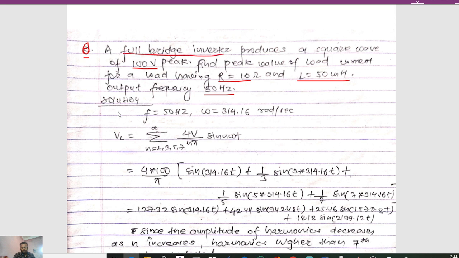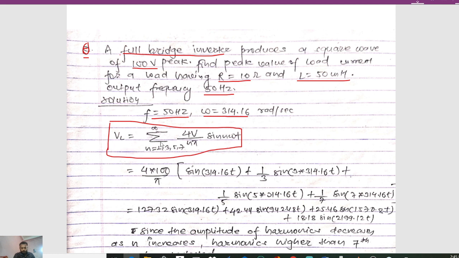Starting the solution, we have the frequency given as 50 Hz, and we know omega equals 2 pi f, so omega is 314.16 radian per second. For full bridge inverters, we have VL equal to the summation for n equals 1, 3, 5, 7 to infinity of 4V upon n pi sin n omega t. So remember this formula for full bridge inverters. Once you remember the formula, you will be able to calculate such numericals.